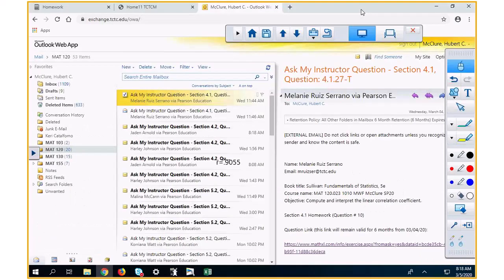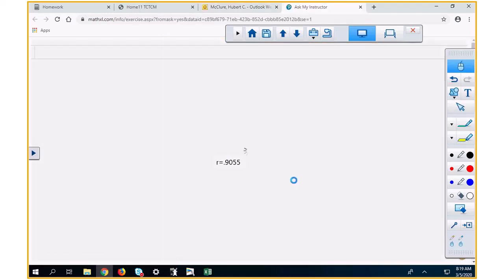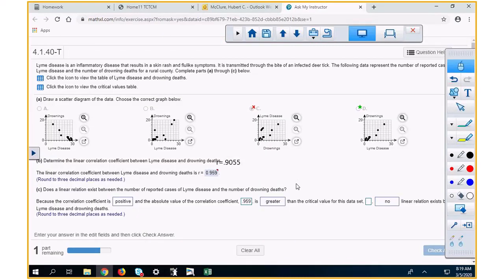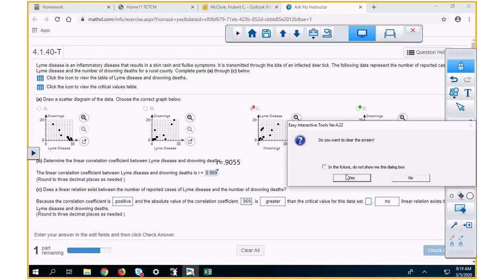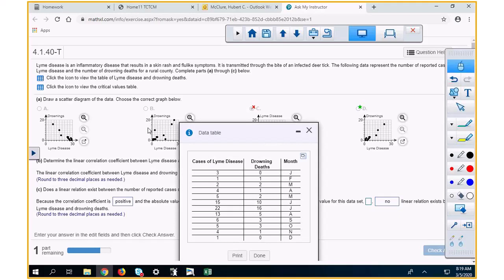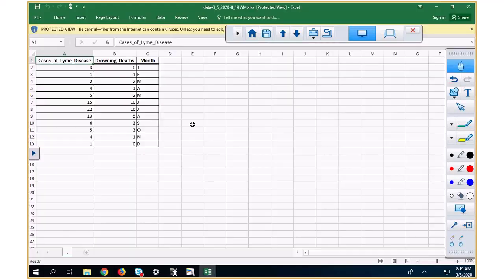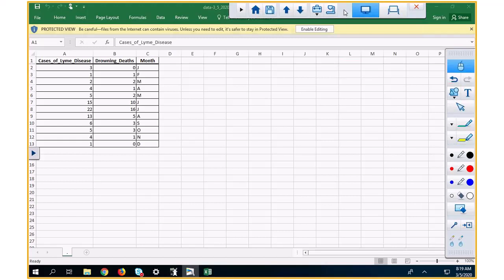Now let's see if the next one's the same. This is 4.140. Probably the same type. Yep. We'll go ahead and let y'all do this one. I'm going to let y'all do it, and then I'll just come up behind it with the spreadsheet. I'm not going to do it on the calculator, so I'm going to put it on spreadsheet for y'all. Dadgum. Open in Excel. Okay, there you go. Let me make it bigger for you.